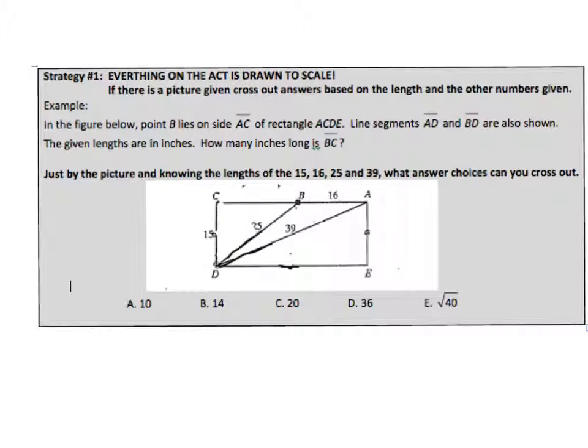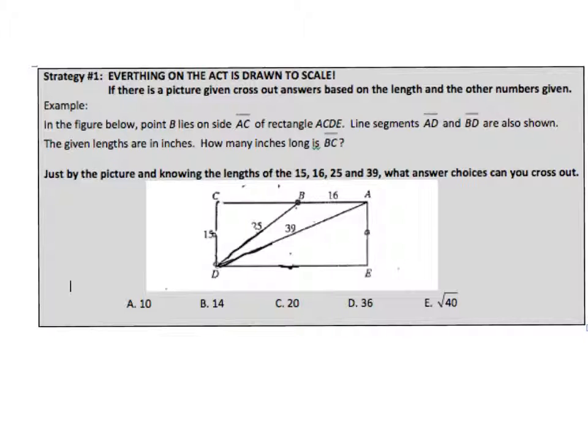Okay, so the first strategy on the ACT that I'm going to teach you is that everything is drawn to scale. A lot of times, like in our problems and our pictures in class, you'll assume that something's a right angle. You'll assume that something's larger or like an angle is obtuse. But I always tell you that you can't assume the size, but on the ACT you can.